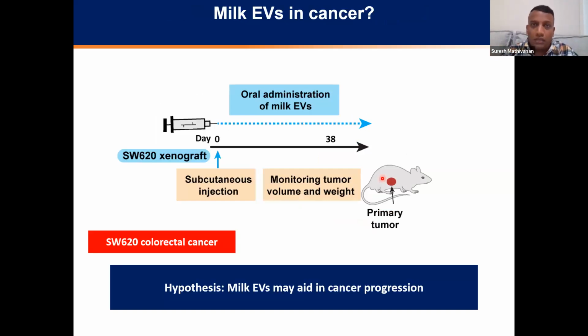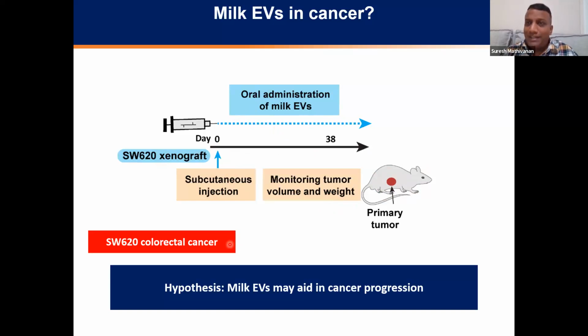So then we said, okay, maybe if we look at the functional role of these EVs, we'll be even more confident. So we looked at the role of these milk EVs in cancer. For that, we used the SW620 xenograft colorectal cancer model, where we subcutaneously injected the cells into nude mice. Here we wanted to orally administer milk EVs and look at the primary tumor burden, and see if milk EVs have any role. Again, we are orally administering milk EVs just to mimic someone drinking milk. In this case, our hypothesis was that milk EVs may aid in cancer progression. Why?